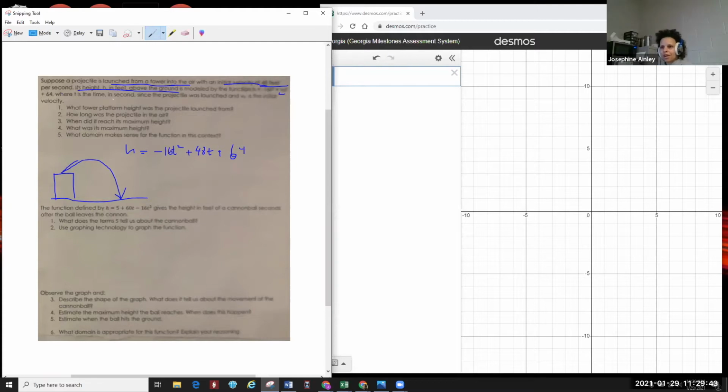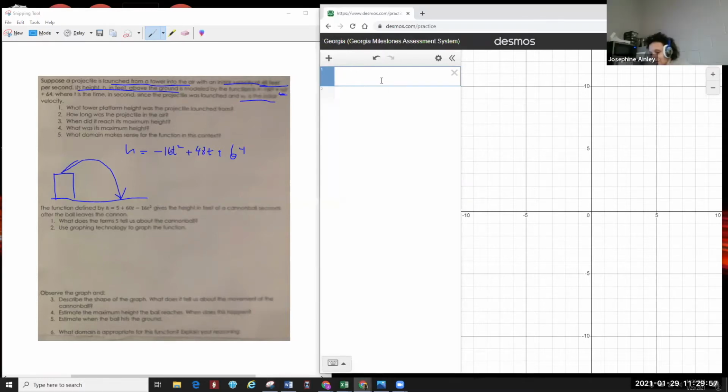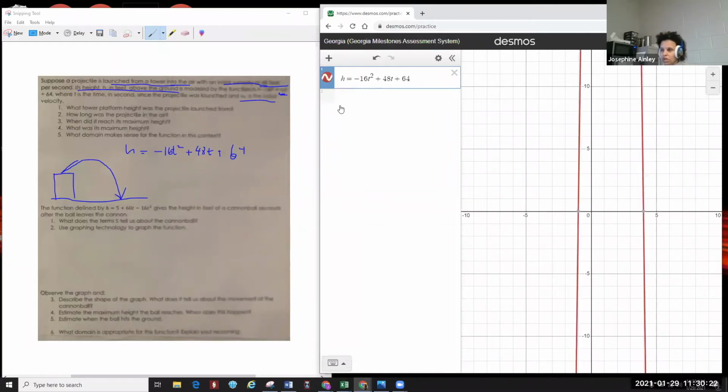Where t is time in seconds since the projectile was launched, and v0 is its initial velocity. So v0 right here is the initial velocity, and we know the initial velocity is 48 feet per second, so I went ahead and put it in. I'm going to type it in the calculator because I already know I'm going to have to solve this in some way. So -16t, shift 6 for squared, plus 48t plus 64. Because it's t, I'm going to put y equals, or you can actually put h equals. There you go.